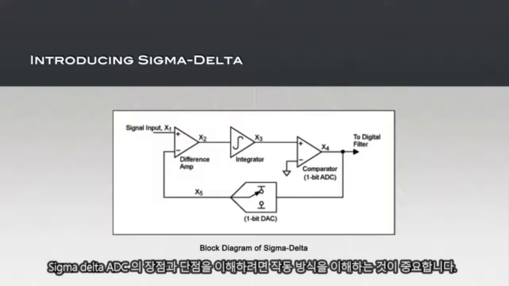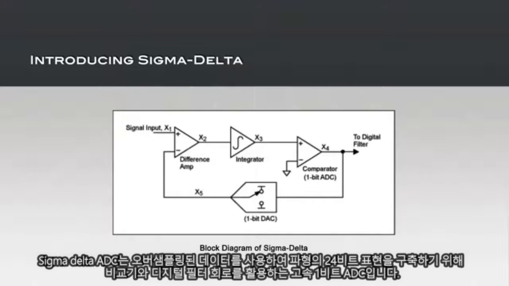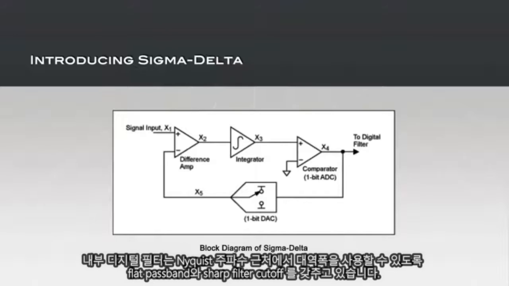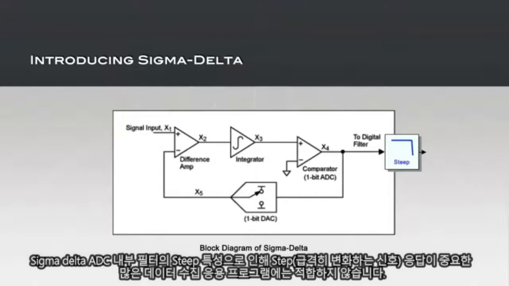A sigma-delta converter is a high-speed 1-bit ADC which utilizes a comparator and digital filter circuit to build up a 24-bit representation of the waveform using the oversampled data. The internal digital filter has a flat passband and sharp filter cutoff to allow a bandwidth near the Nyquist frequency. The steep characteristics of the sigma-delta internal filter make it unsuitable for many data acquisition applications where step response is important.